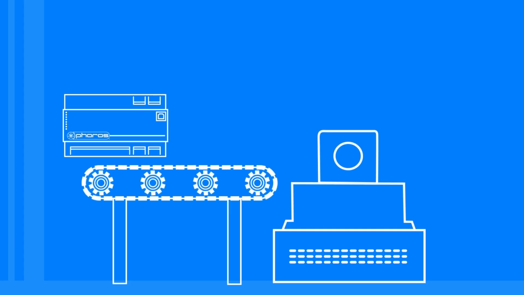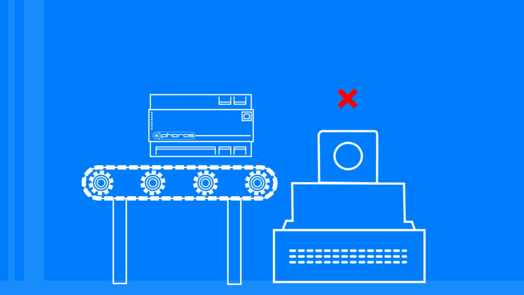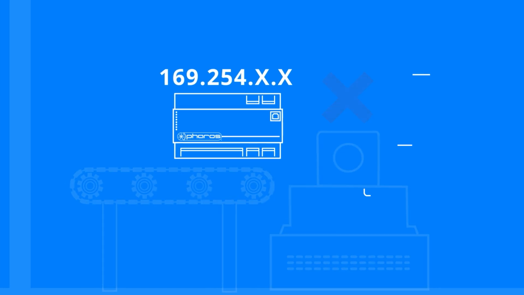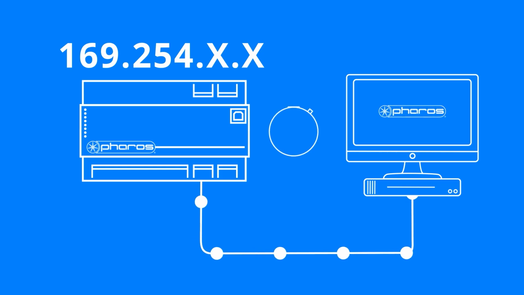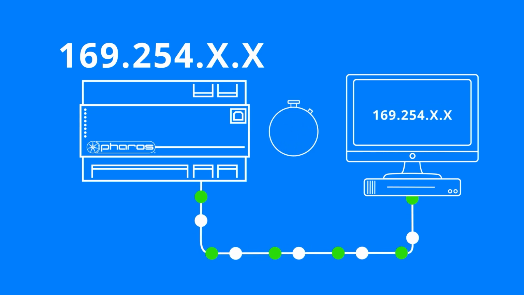If a device is set to receive its address automatically via DHCP, but there's no DHCP server on the network, the device will set itself a link local address. Link local addresses always start 169.254, followed by 2 numbers. Devices with link local addresses can communicate with one another. This allows a controller to be connected directly to a computer without the need for a router. It can take up to 2 minutes to establish a link local connection while the device searches for a DHCP server.